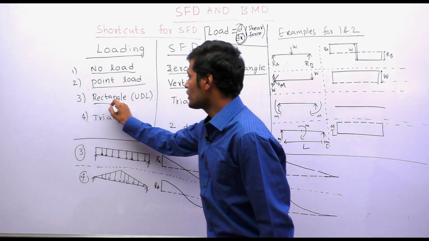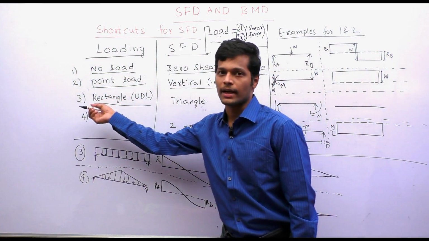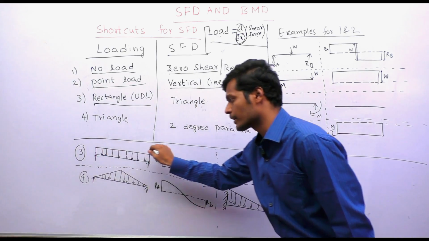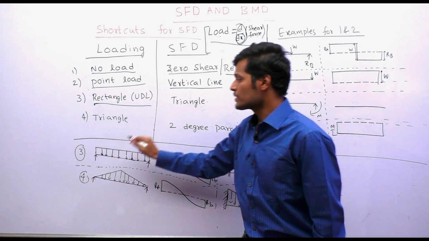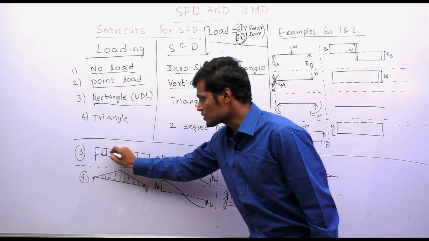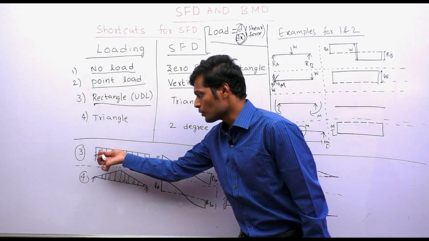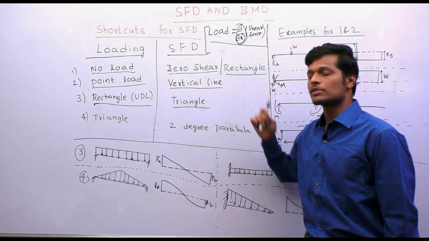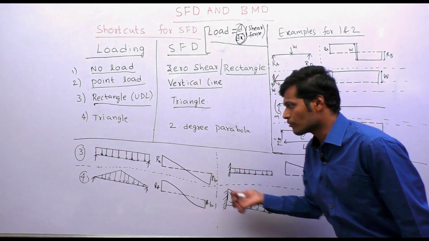Suppose if you have a UDL. UDL means it is a rectangle, it is similar to rectangle. So here you can see UDL, so it looks like a rectangle. So if you have a UDL, which means that the value of the load is constant throughout the length, which means that you will have uniform slope throughout the length. So you will get a triangle in shear force diagram. The load value is uniform, so the slope is uniform.